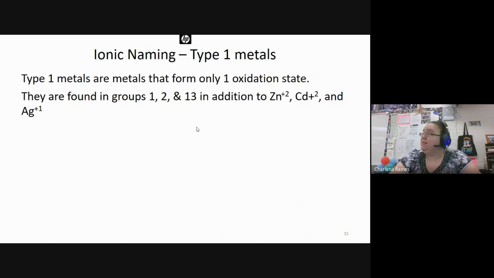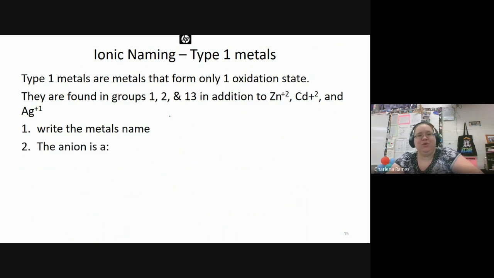Now, this applies to elements in groups 1, 2, 13 through 18. In addition, it applies to metals in groups 1, 2, and 13, in addition to zinc, cadmium, and silver. Those are 3 transition metals that only have a set charge. Zinc and cadmium always have a 2, silver always has a 1. So when you're writing their name, the first thing you got to do is write the name of the metal.